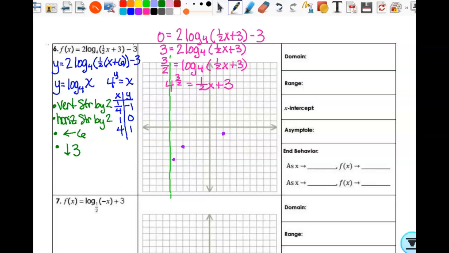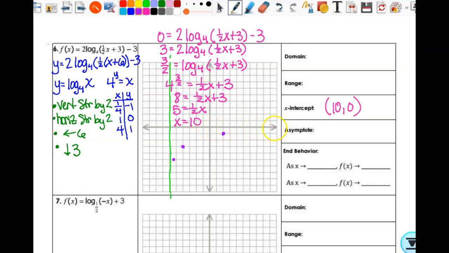So I need to take care of that 4 to the 3/2 power. 3/2 power is the same as 1/2 power times 3. So what's 4 to the 1/2 power? 2. And then I cube it and I get 8. So 4 to the 3/2 power is just 8. So I get 8 equals 1/2 x plus 3. So I get 5 equals 1/2 x, and x equals 10. So your x-intercept is 10, 0.